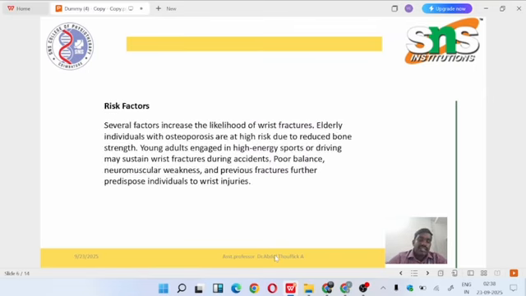What are the risk factors? Risk factors include osteoporosis in elderly patients, high energy sports in young adults, poor balance, or a previous fracture, such as elbow fractures or any biomechanically related fractures. Neuromuscular weakness also commonly contributes to the occurrence of wrist fracture. These factors either weaken the bone or increase the risk of falls, making fractures more likely.